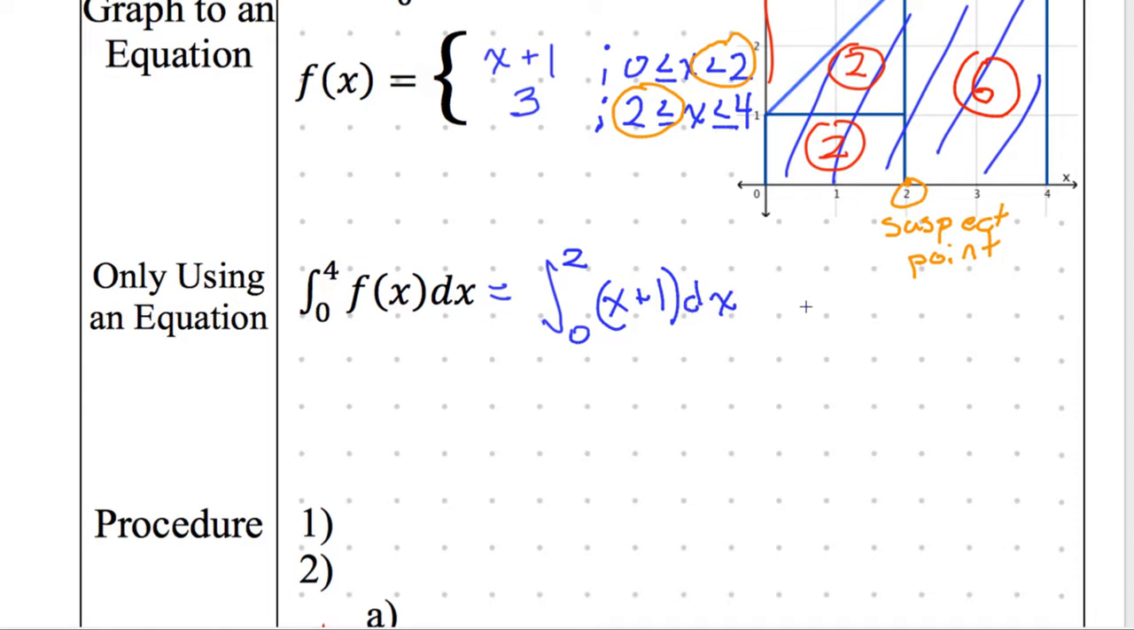Perfect. Okay, and then that's going to be added to another integral, this time starting where? 2 to 4 of what? 3 dx. There it is. That's how you set up that problem. And now let's go ahead and solve for this problem.